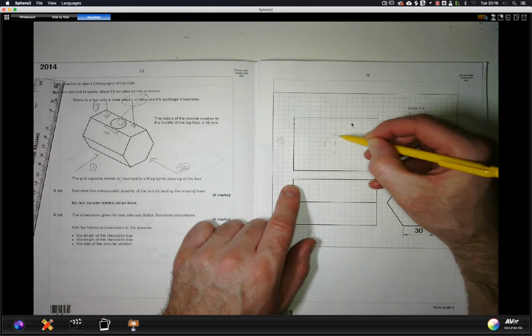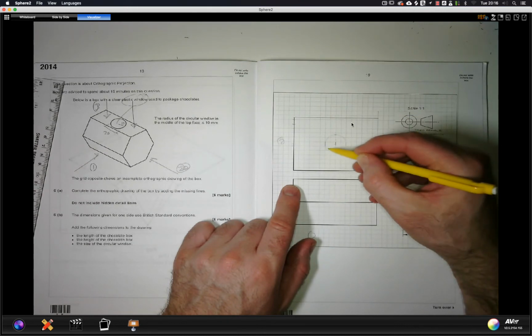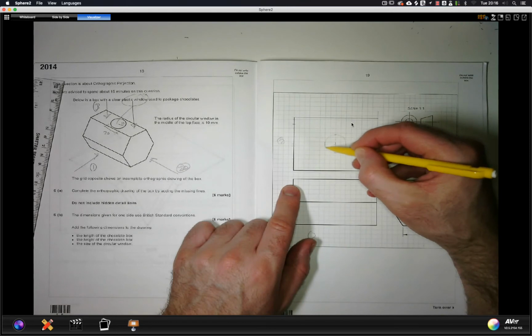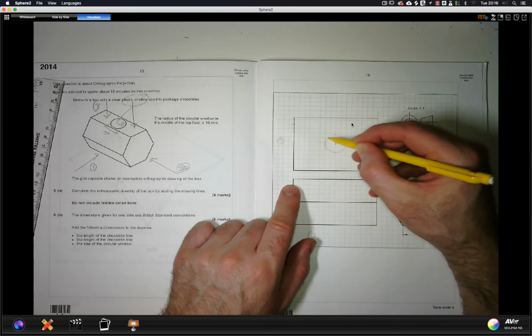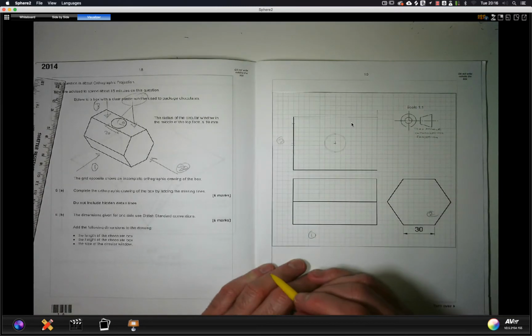Now if you had a compass, I'd use a compass. But the likeliness is that you won't. It doesn't say to take a compass into the exam anyway. There's no reason why you can't, but. So there's my circle. I've just roughly penciled it in. It's right in the center.